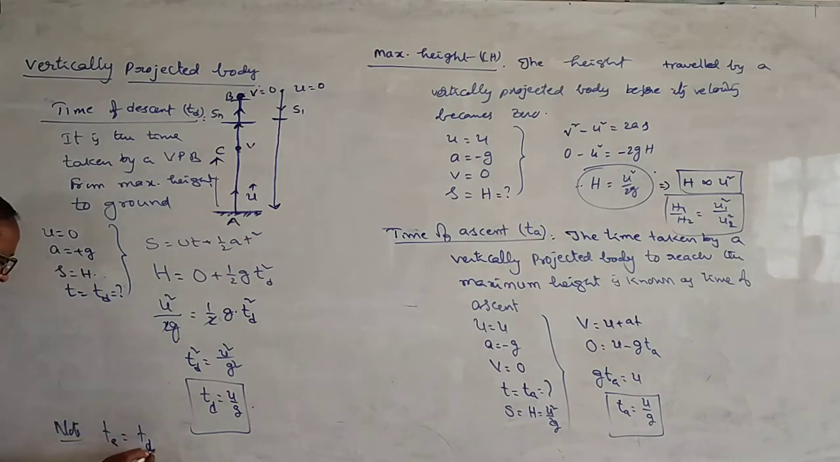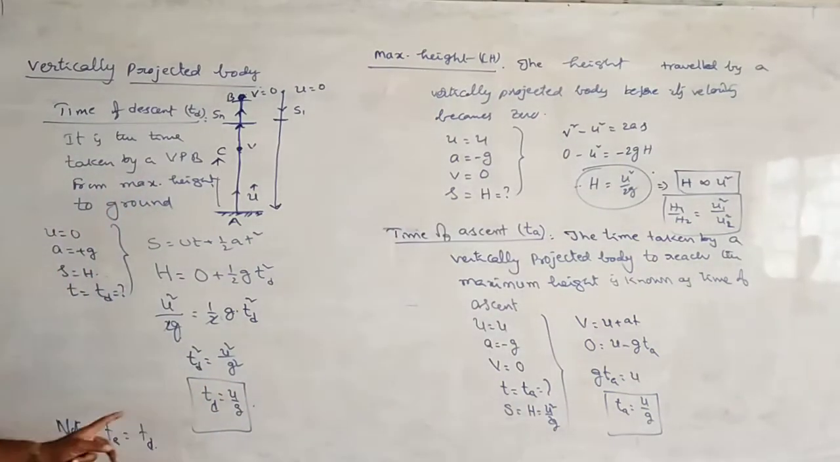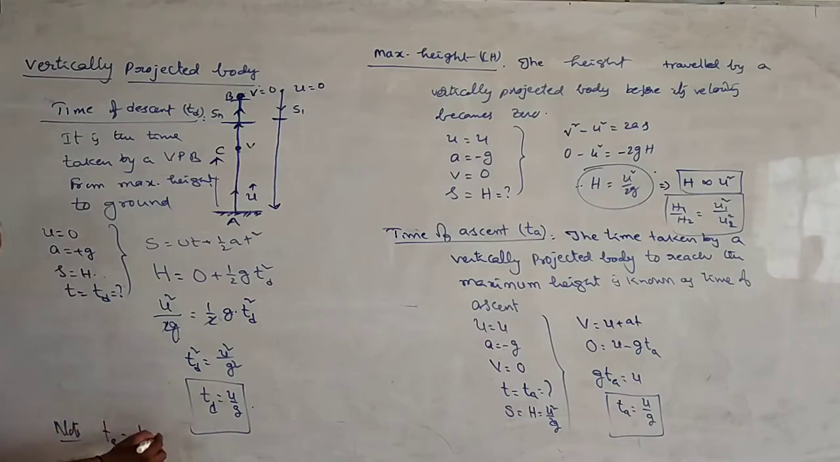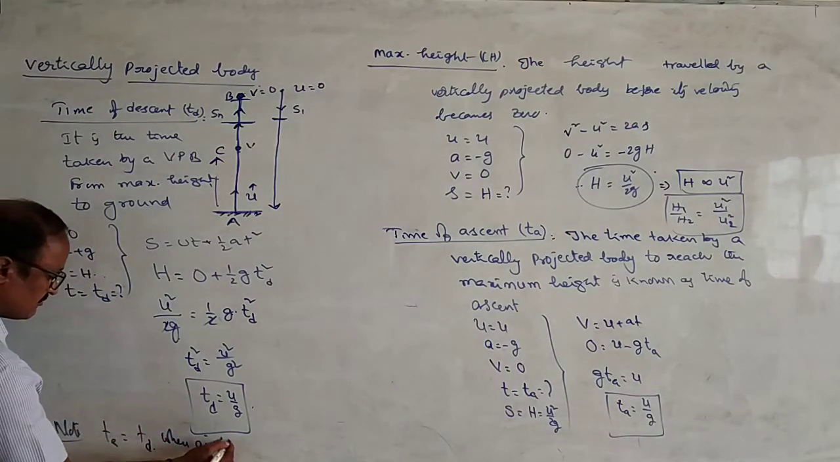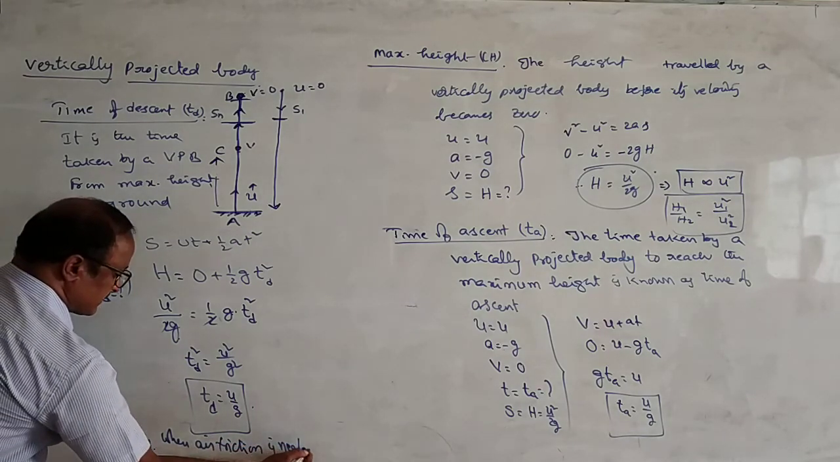Remember this point here, time of ascent is also equal to time of descent. Both are the same. Time of ascent is equal to u by g. Time of descent is also equal to u by g. Both are the same, if friction is negligible.